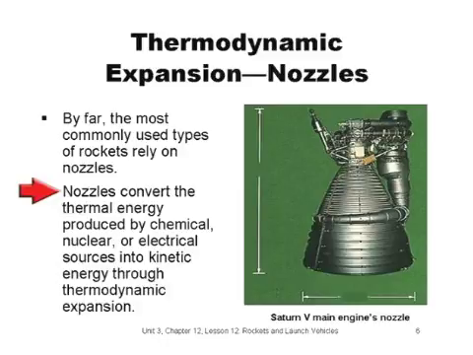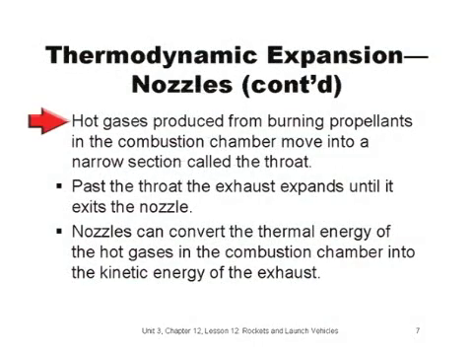Nozzles convert the thermal energy produced by chemical, nuclear, or electrical sources into kinetic energy through thermodynamic expansion. You can see the Saturn V's main engine nozzle that helped propel astronauts to the moon. Hot gases produced from burning propellants in the combustion chamber move into a narrow section of the nozzle called the throat. Past the throat, the exhaust expands until it exits the nozzle.